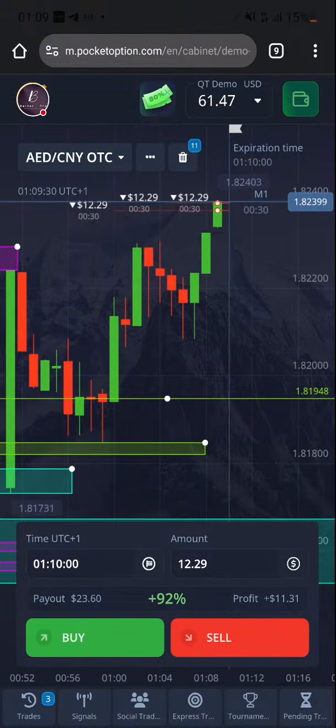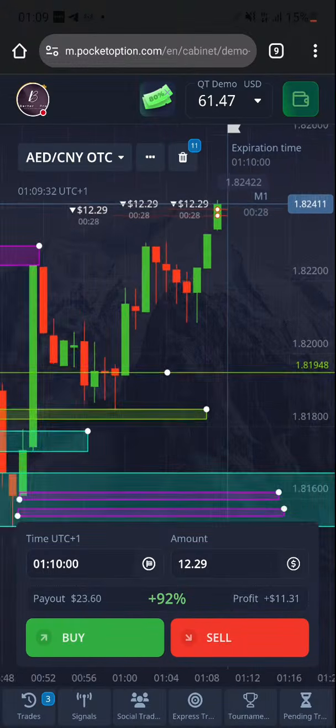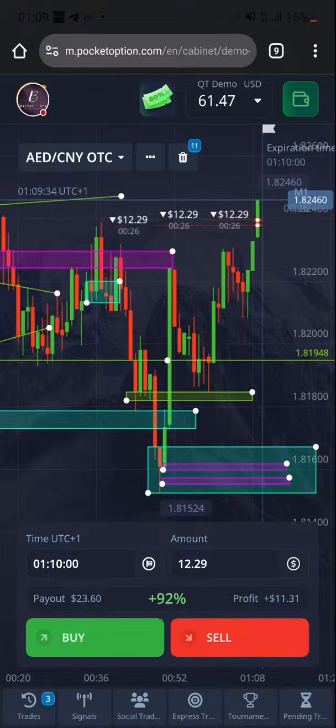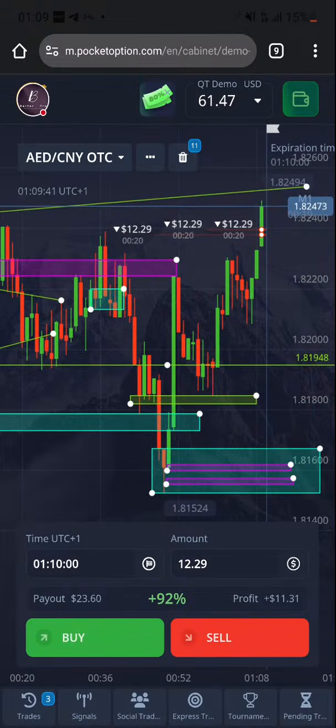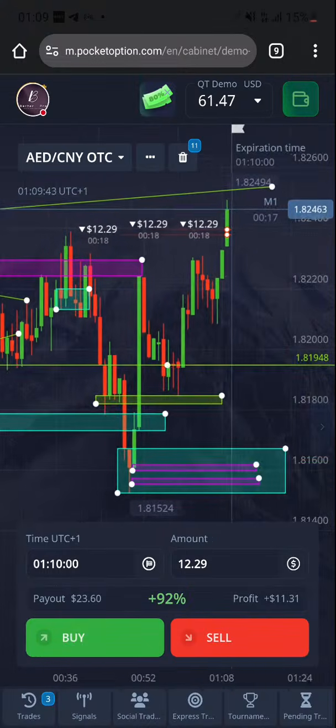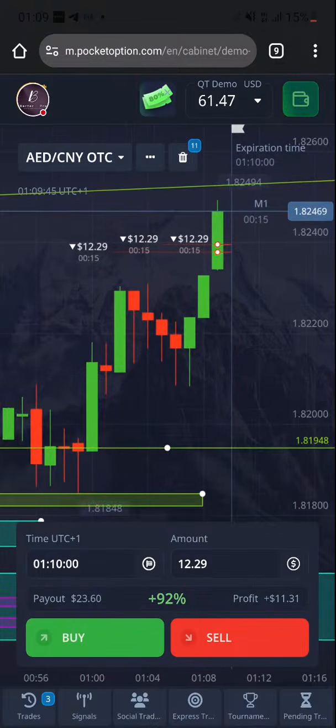Okay, I'm expecting a pullback from there, and I'll tell you why. I'm expecting a pullback from there. Oh my god, that is not happening. No problem. I must have misjudged the market, but the trade we actually took is not a bad trade.